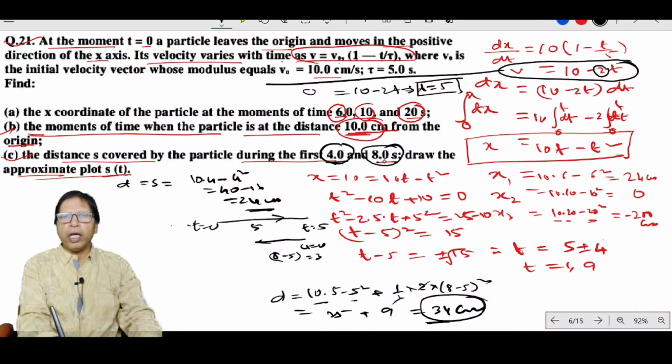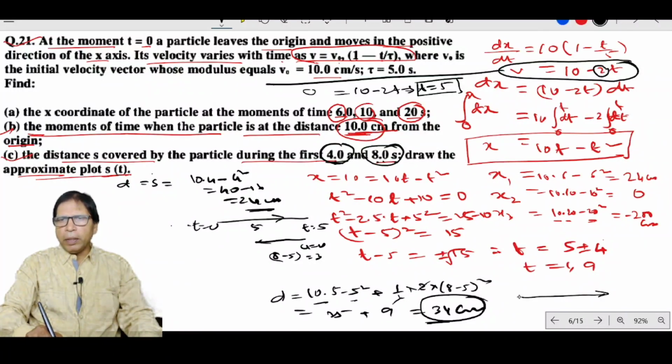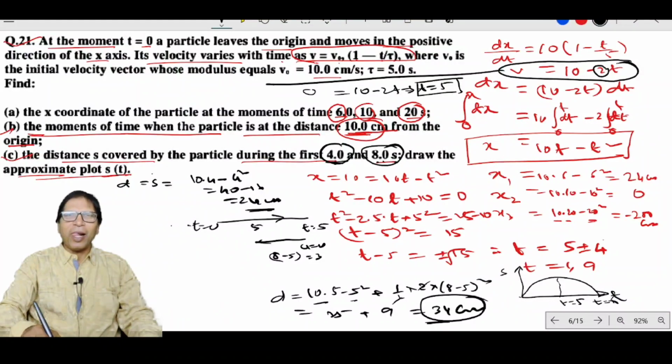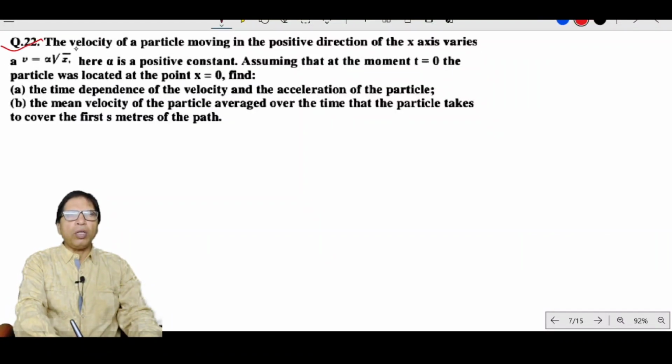Now we have to plot the approximate ST graph, that is the displacement time graph of the particle. Look at this, this is the S and this is the T. This is the displacement time graph. This is t equal to 10 seconds and this is the maximum displacement. This is t equal to 5 seconds. Okay, understood? Now question number 22.